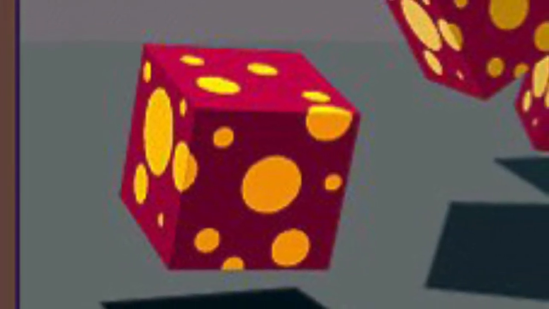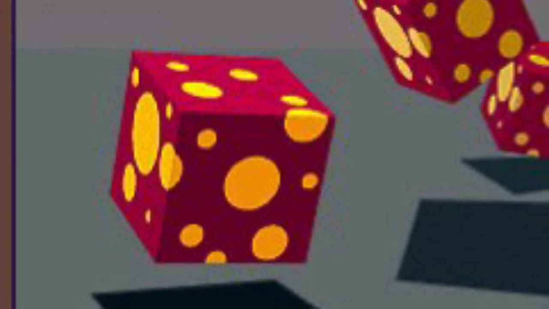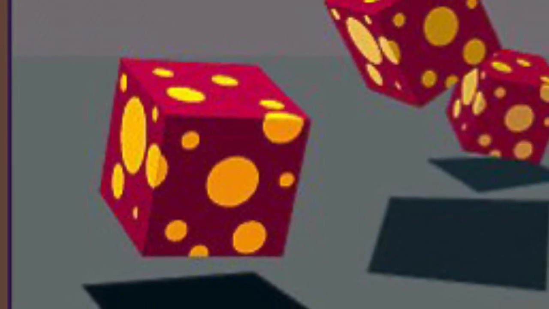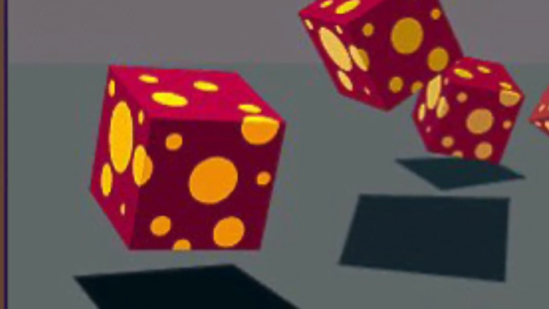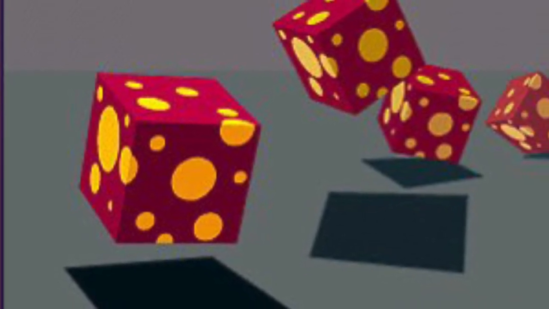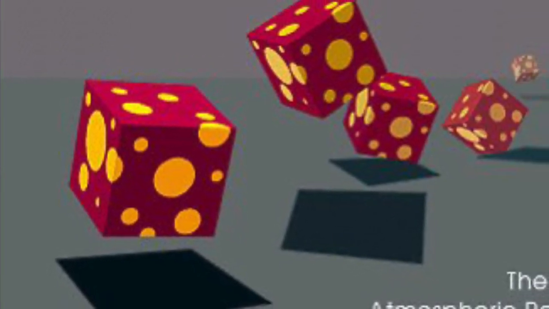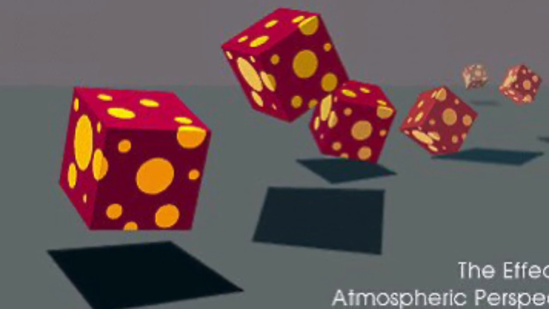Another way we perceive space is by seeing objects that would relatively be the same size. As they get further away from us, they tend to get smaller. And we can enhance this by using atmosphere and linear perspective as well. And we'll be talking more about that in a little bit.